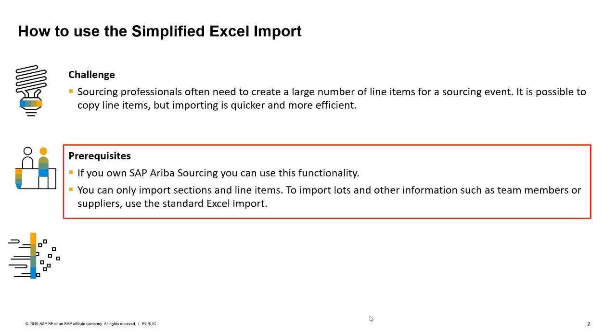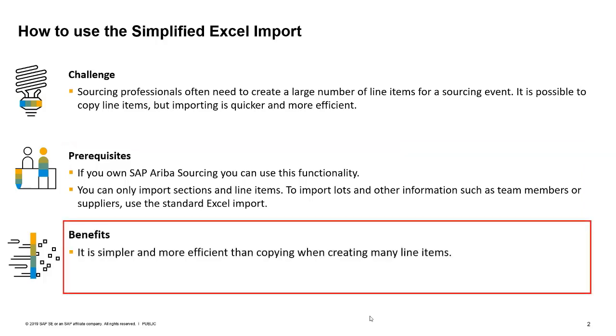If you own SAP Ariba Sourcing, you can use this functionality. You can only import sections and line items. To import lots and other information such as team members or suppliers, use the standard Excel import. The benefits are it is simpler and more efficient than copying when creating many line items.